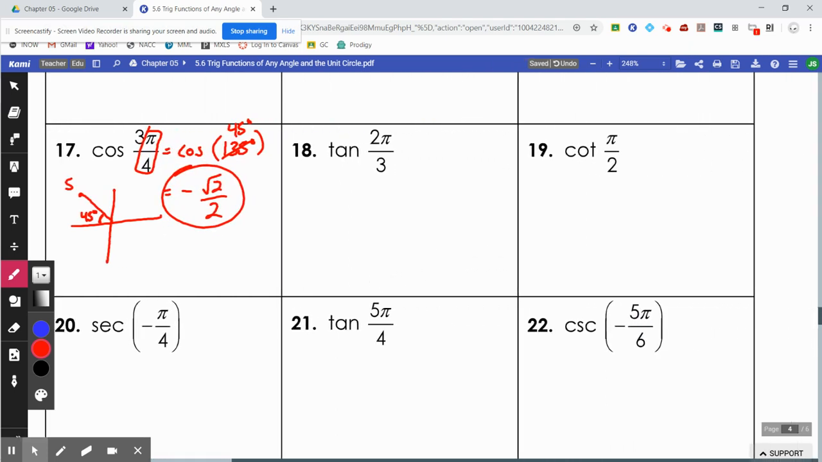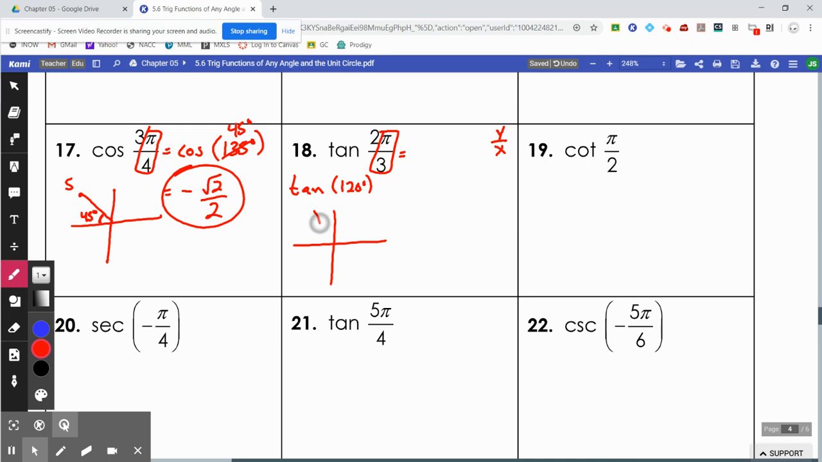Tangent. Tangent is equal to y over x. So we need a y value and an x value in our unit circle here. So the tangent of, well, first off, let's change that to degrees. Pi over 3 is 60. So this is the tangent of 120. Let's sketch that. 120 is located somewhere over here. So if this is 120, how far you are from your x-axis would be a 60-degree angle.